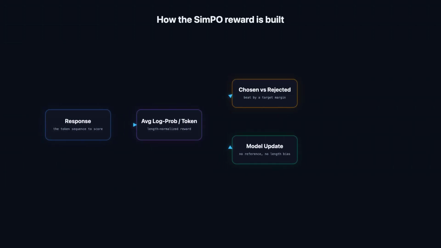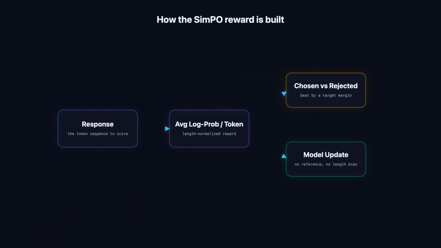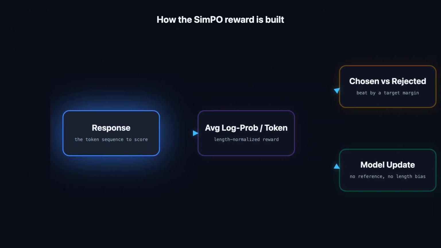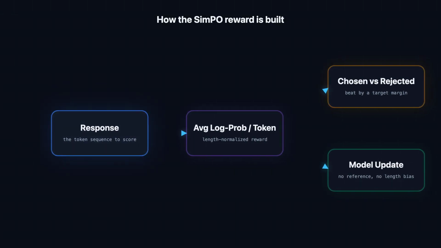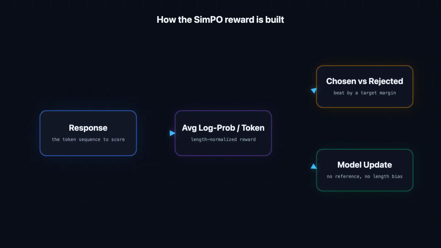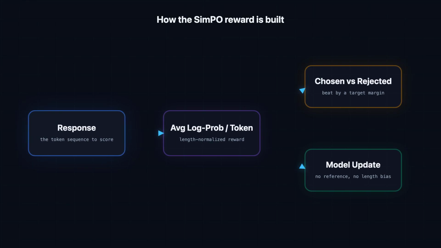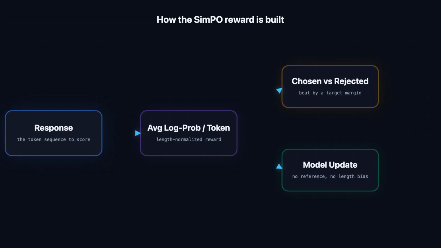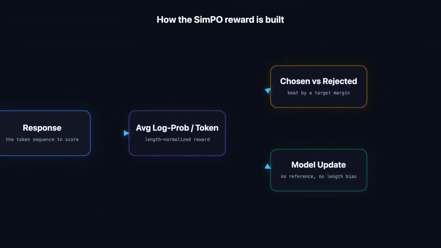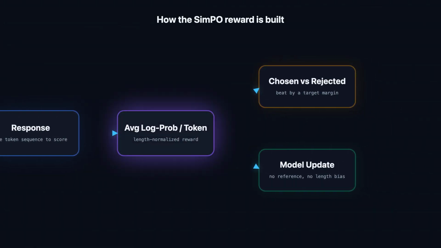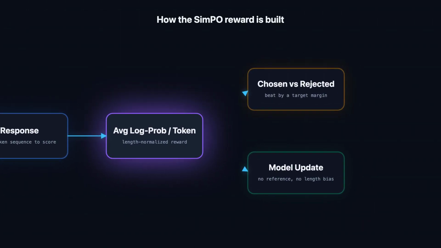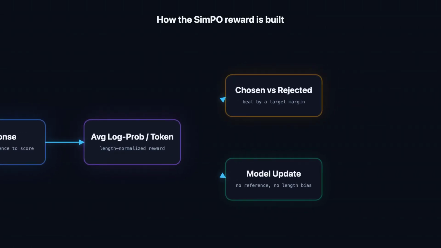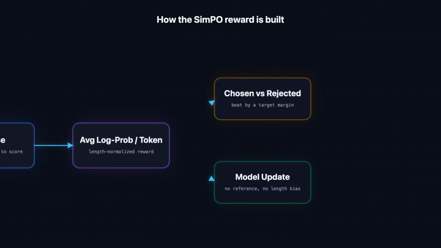Let's follow how that reward is actually built, moving through it piece by piece. It starts with a response from the model, the sequence of tokens you want to score. This is what the reward will be computed on directly, with no outside model in the picture. The response is enough on its own, which is the whole point of going reference-free. Next, you take the average log probability across those tokens. Averaging per token is the length normalization trick.